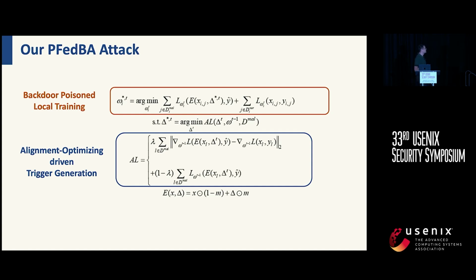The backdoor poison local training is standard in the backdoor attack, meaning you mix the samples injected with the backdoor trigger together with some benign samples, and you optimize to minimize the local loss. And the important, innovative part is the second part. It's called the alignment optimizing driven trigger generation. And we can see it's an optimization problem. The problem consists of two parts.